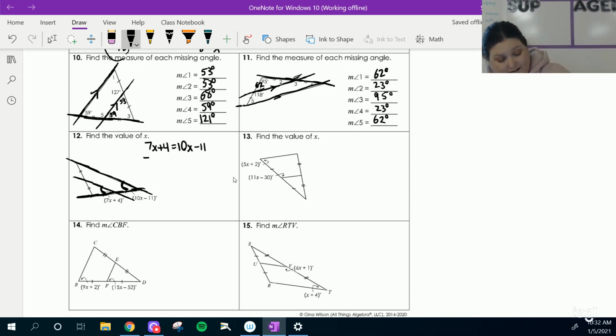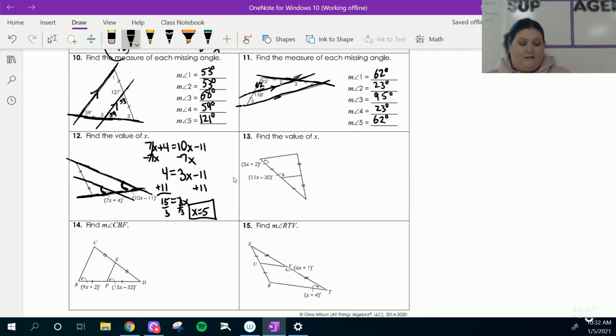So I'm going to subtract 7x from both sides. So I get 4 equals 3x minus 11. I'm going to add 11 to both sides. I get 15 equals 3x. We divide by 3, and I get x equals 5. And that's all they wanted us to do, was to find the value of x.